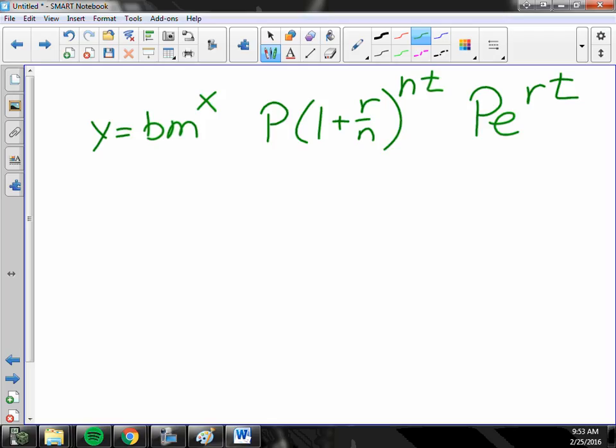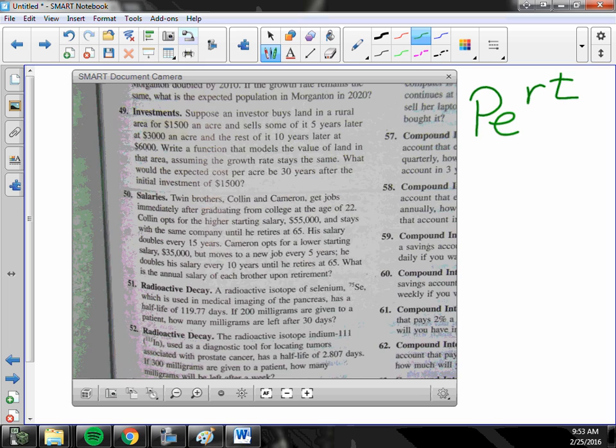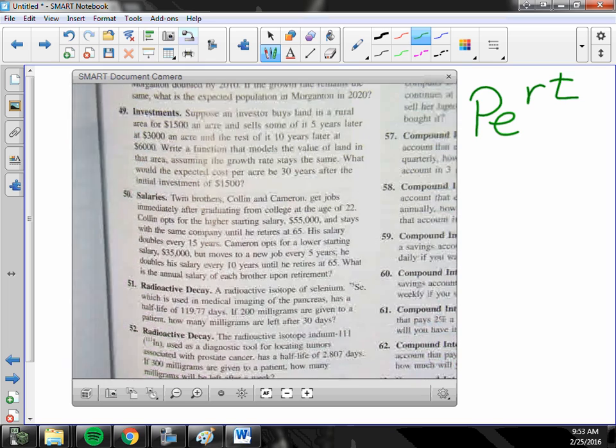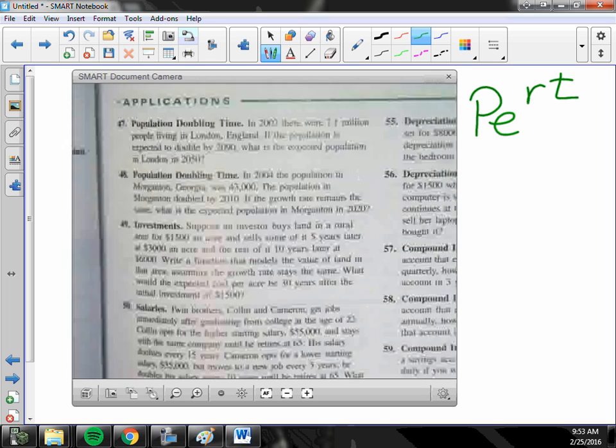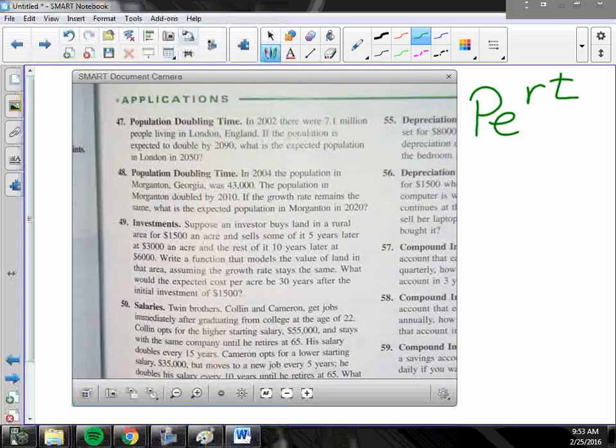I'm going to do 48, so you guys can do 47. In 2004, the population in Morgantown, Georgia was 43,000. The population in Morgantown doubled by 2010. If the growth rate remains the same, what is the expected population in 2020? Is this compounded once, compounded multiple times, or continuous? It's continuous. It's always changing.